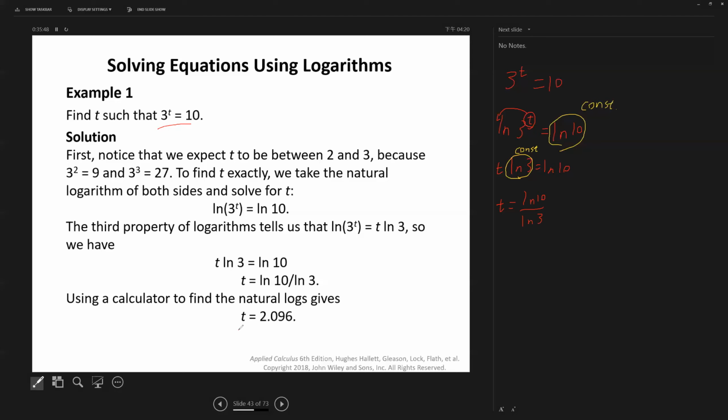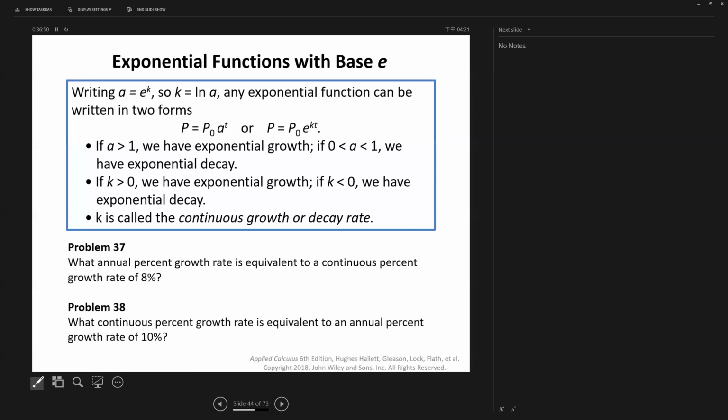Here, you can also use a calculator, and it gives us that t is 2.096. But either way is fine. If you like putting it this way, that's correct. If you like putting it into a calculator and finding the exact value, that's also fine. All right, let's move on.